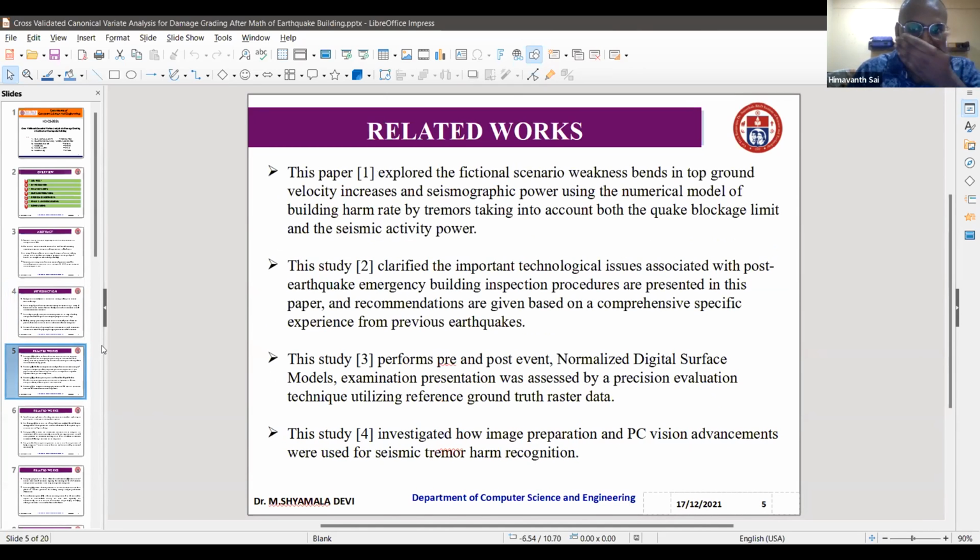So these are a few related works. This paper is also a fictional scenario weakness based.